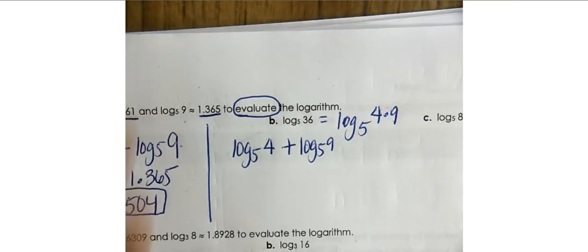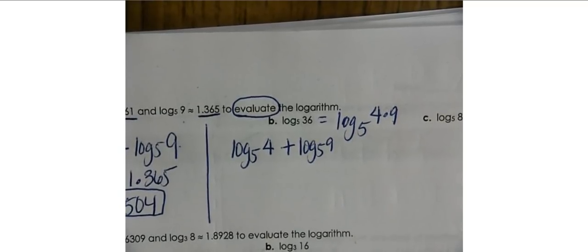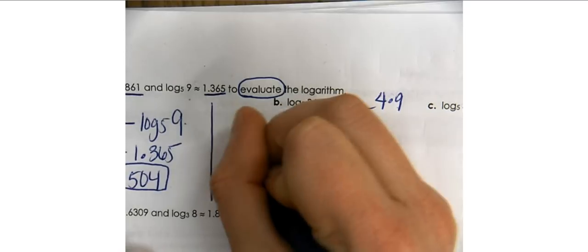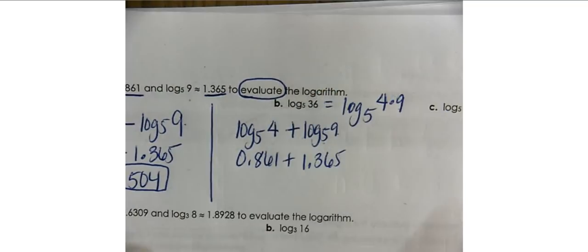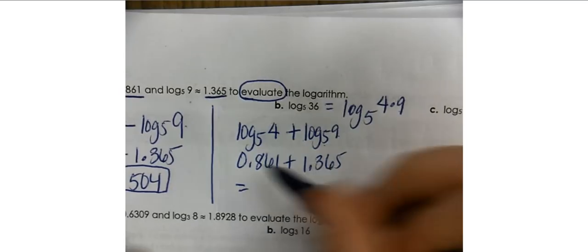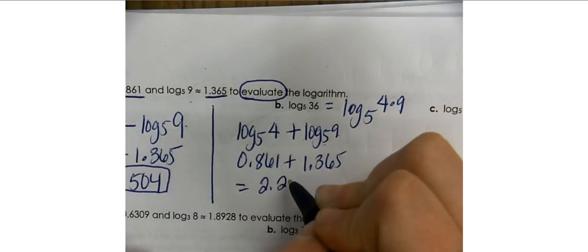So what I did is I used that number 36 as well as the clues that were given to me, and I had to come up with some sort of clever and creative way to use those numbers and make this answer work to my advantage. So I know that the log base 5 of 4 is 0.861, and I know that the log base 5 of 9 is 1.365 because that was given to me in the directions. So when I add the two numbers together, I end up with 2.226.